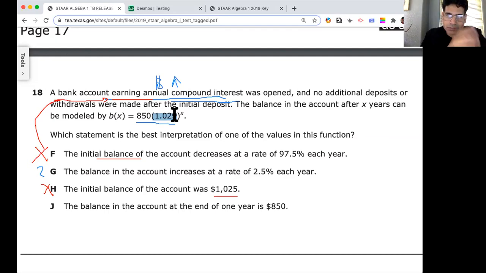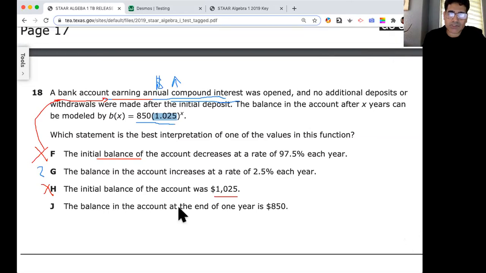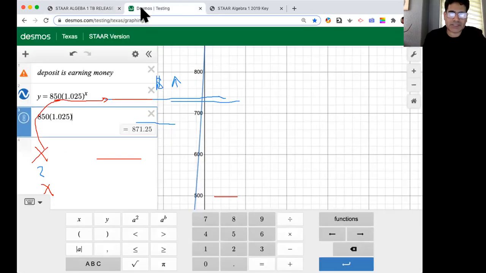We are told no additional deposits or withdrawals are made. And so if that's the number, it stayed there at the end of the year, okay? But we know it made interest because it's 850 times that raised to some power. So there's some kind of growth, and we see in Desmos, we can illustrate that. 850 times 1% raised to some power, even if it's the power of 1, which we don't write, then it's still higher than 850. So that leaves us with a false statement.